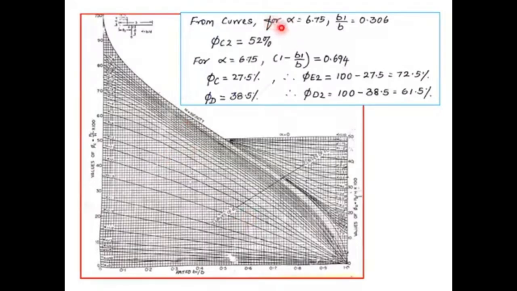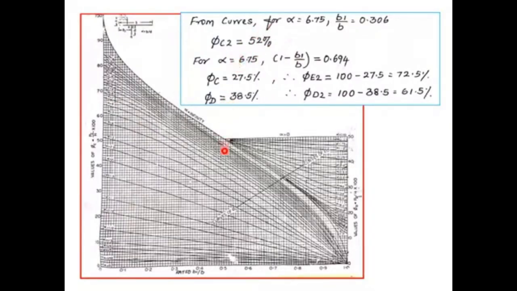Now I have told that for the curves for alpha 6.75 and B1 by B, you have to refer to a phi c curve. So directly for the ratio 0.306 we have to get, for alpha, you just pick out the curve, that is alpha here 5, 6, somewhere here it comes. For alpha 6.75 we have to pick out the ratio, which comes to about 52%.